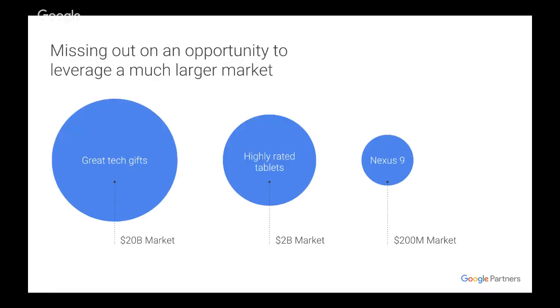The truth is that if we select to attribute value by using a last click attribution model, we're completely missing out on an opportunity to leverage a much, much larger market. For example, if we consider the Nexus 9 tablet market, it could potentially be up to 200 million, right? But then if you go and check the market related to that second keyword, which was highly rated tablets, the opportunity increases greatly to 2 billion. Now take even another step back and think of the market available for keywords such as great tech gifts, which can be up to a 20 billion market available for you if you decide to give credit where credit is due.